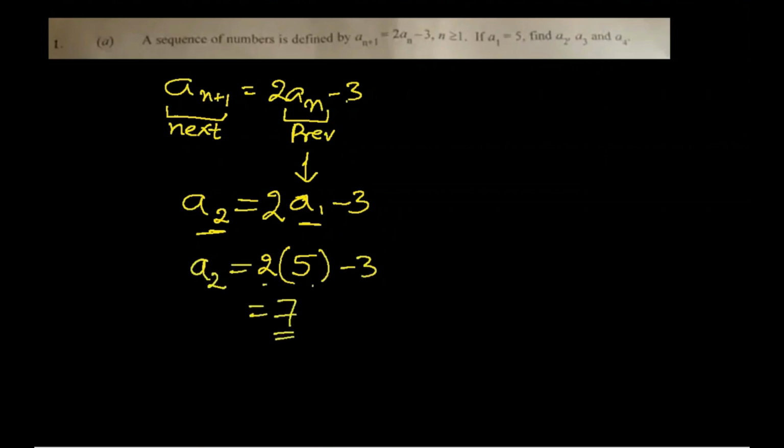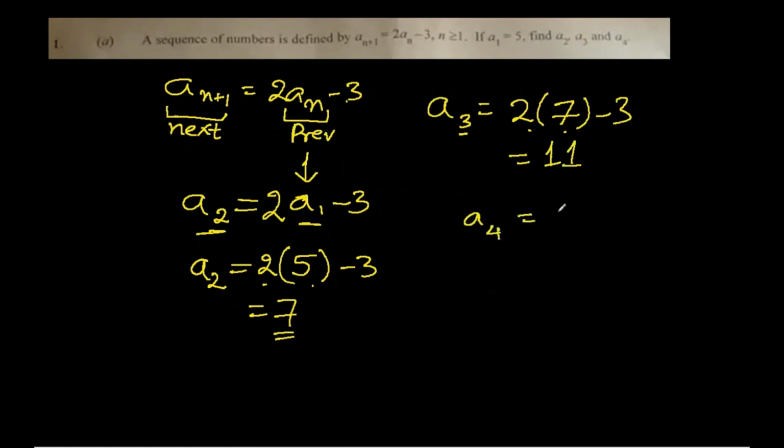That's a2. Similarly, a3 will be twice a2, because a2 is the previous term to a3, and we got it as 7 here. So 2 times 7 is 14, minus 3 is 11. Similarly, the next one is a4. It will be 2 times the previous term, which is 11, minus 3. So it comes out to 22 minus 3, that is 19.